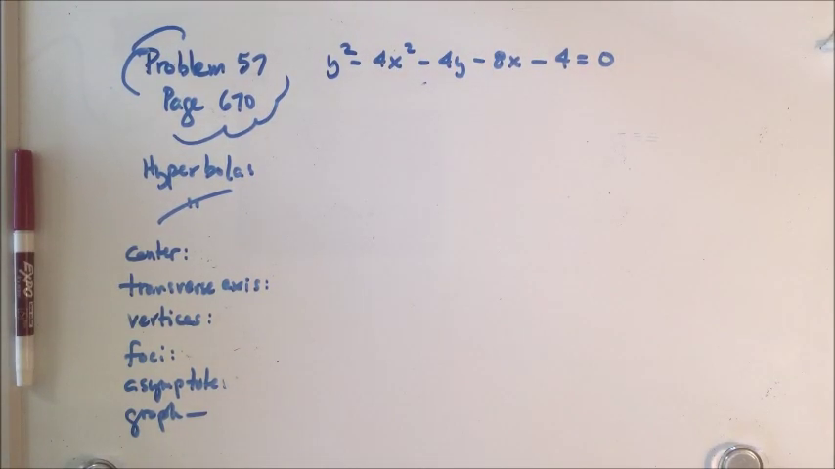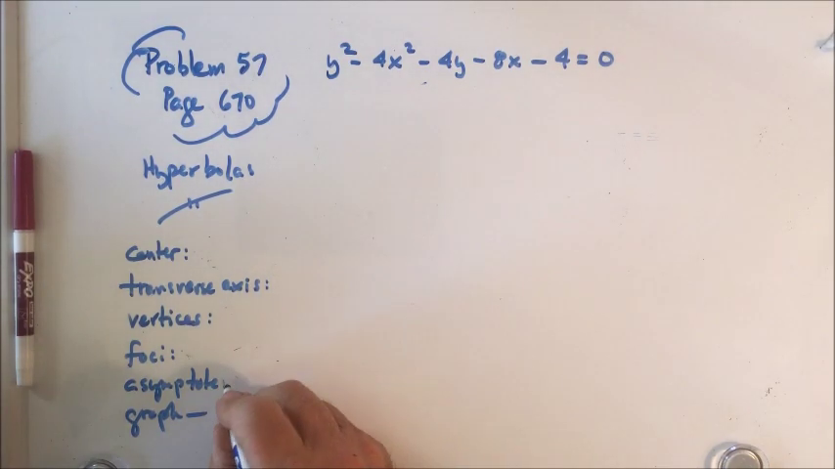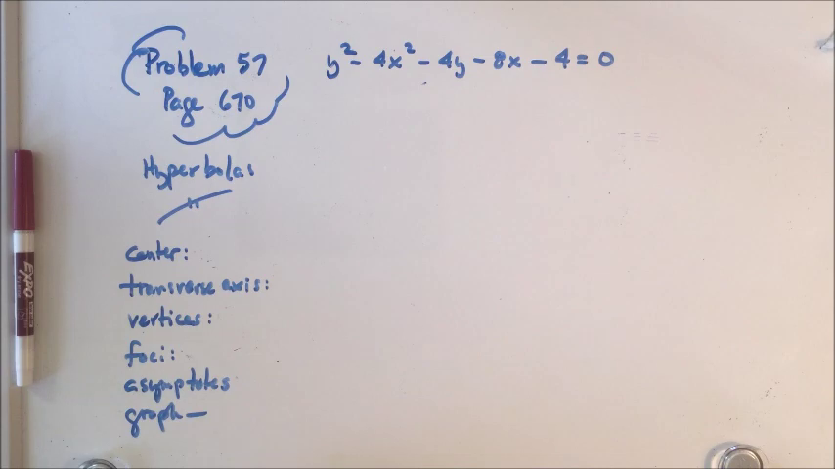All right, here we go. Last problem, problem 57, page 670. You have problems 59 and 60 to do as sisters. This problem doesn't want much. It gives you an equation. It says find the center, the transverse axis, the vertices, the foci. Heck, find the asymptotes. And then if you would, just graph it.